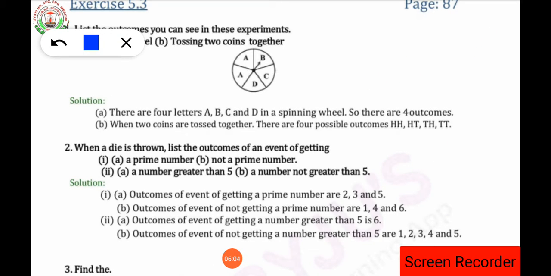Question 2. When a die is thrown, list the outcomes of an event of getting a prime number. That means when we are tossing a die in our hand and throwing it on the floor or a paper, what is the result of getting a prime number? Not a prime number, number greater than 5, number not greater than 5.